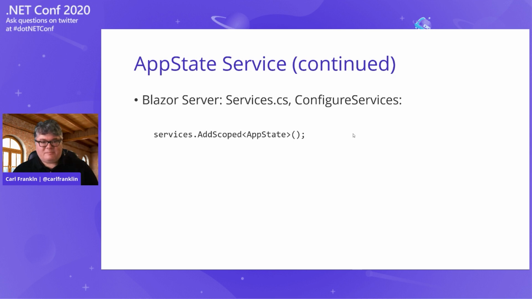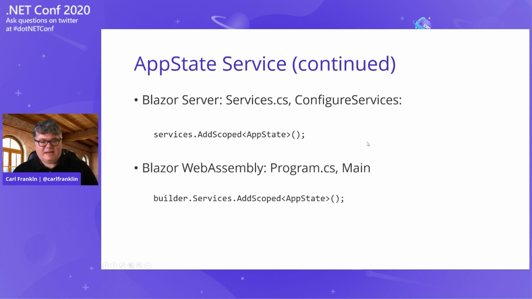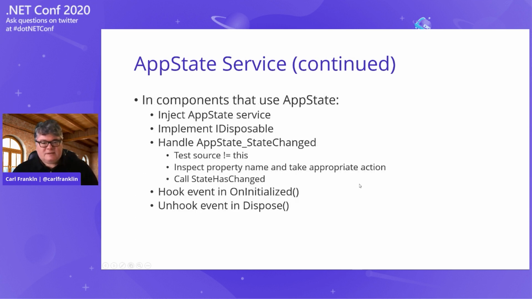So in Blazor server, I'm going to add it to Startup.cs as services.AddScoped AppState. And in Blazor WebAssembly, I can do this in Program.cs, builder.Services.AddScoped. So in the components that use the app state, I inject the app state service. I implement IDisposable. I handle the app state state change.